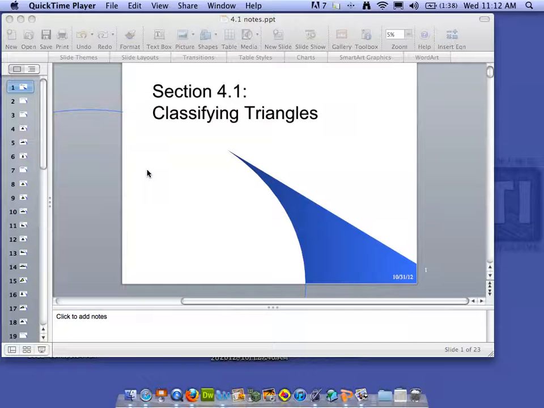Chapter 4 is a chapter all about congruent triangles. This is where we're going to do our proofs. But we're going to start with 4.1, which is classifying triangles.